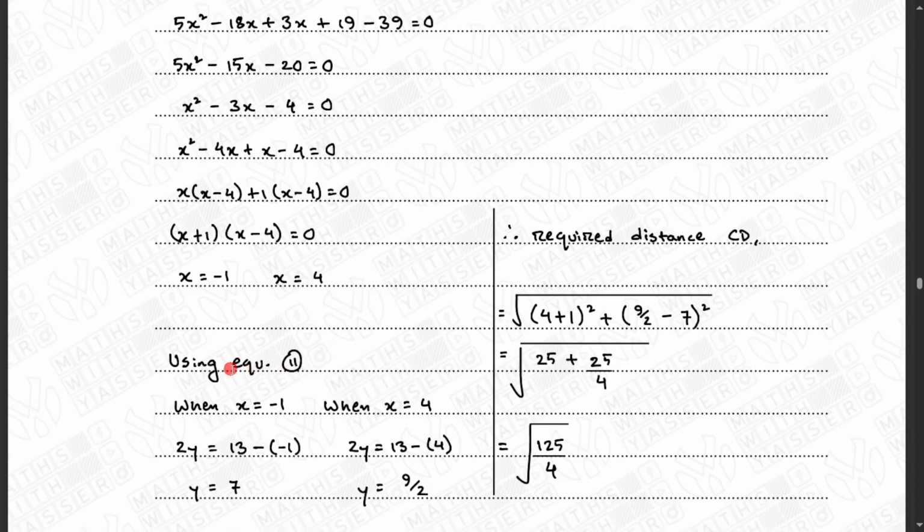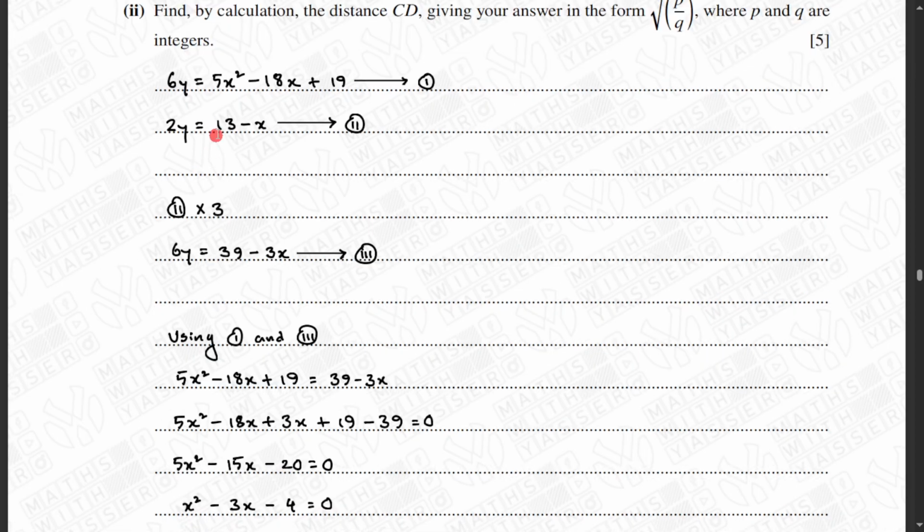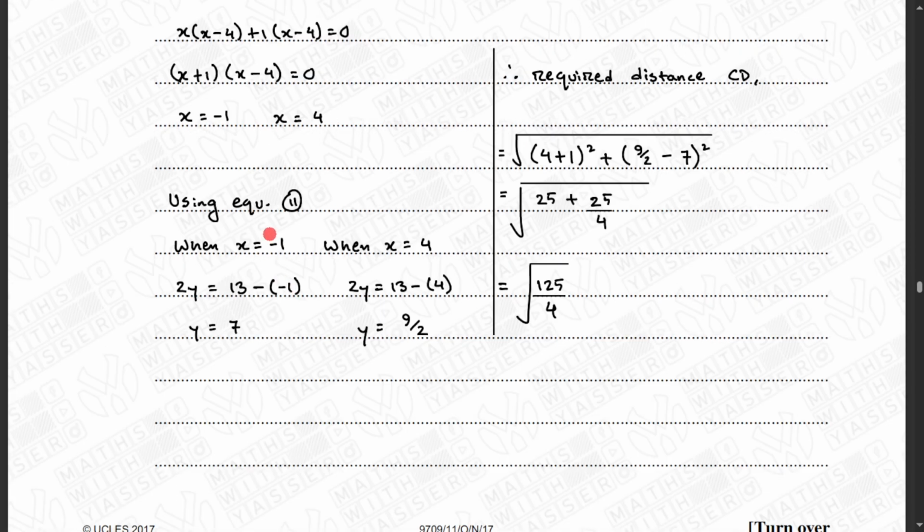So now we can simply substitute these two values into the equations. So using equation 2, and it is easier for us to figure out the value of y with the help of equation 2. So when x is equal to negative 1, 2y is equal to 13 minus negative 1. That gives us y equals 7. And when x is equal to 4, 2y is equal to 13 minus 4. That gives us y equals 9 over 2.